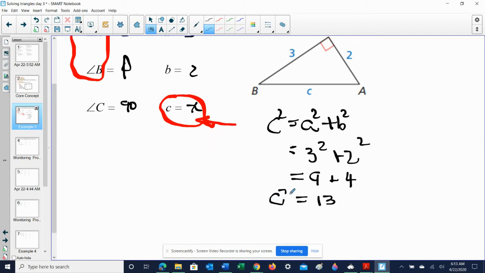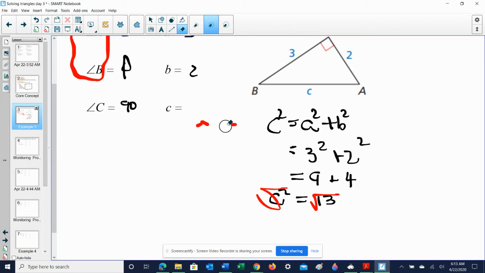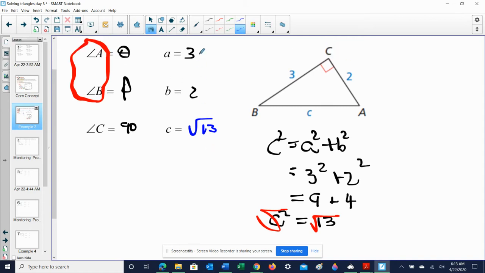So c squared is equal to 13, but what does that make c? In order to get c, we're going to take the square root of both sides. The square root of c squared is just c, so c is the square root of 13. So we can go back over here to our table. That was just an example. And we're going to write in square root of 13. Now we have our three sides. How do we find these angles?